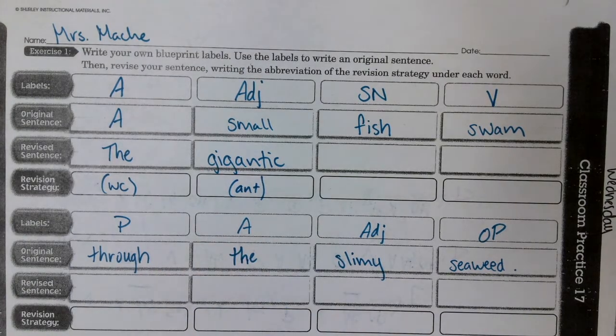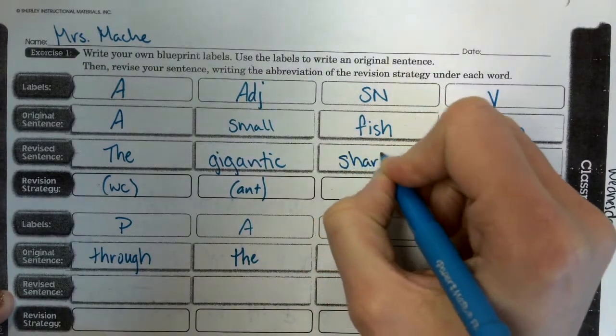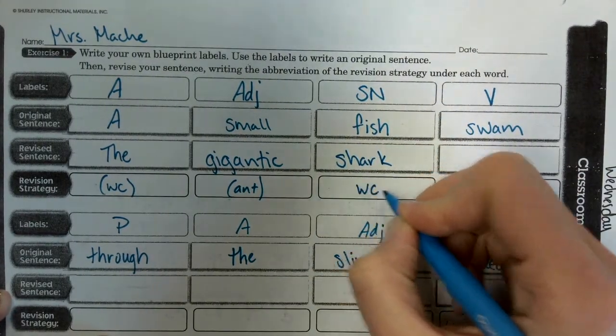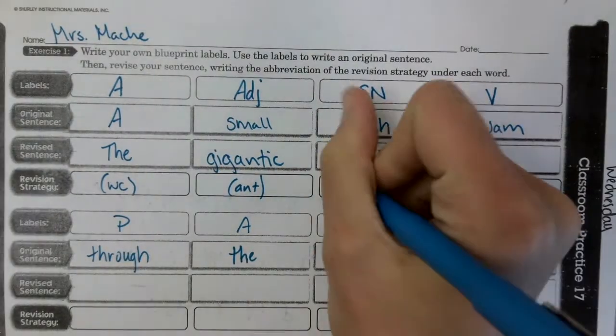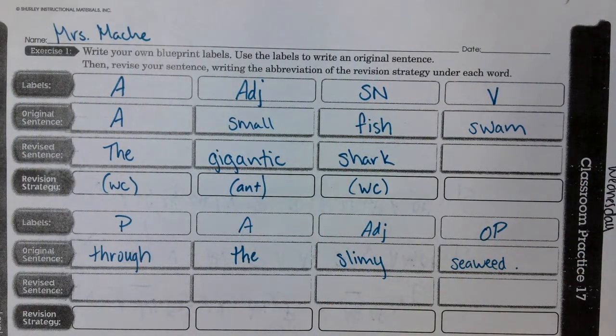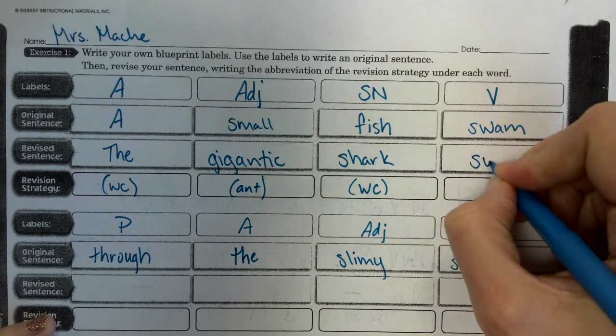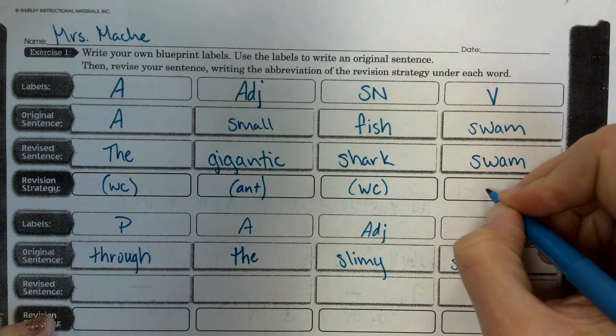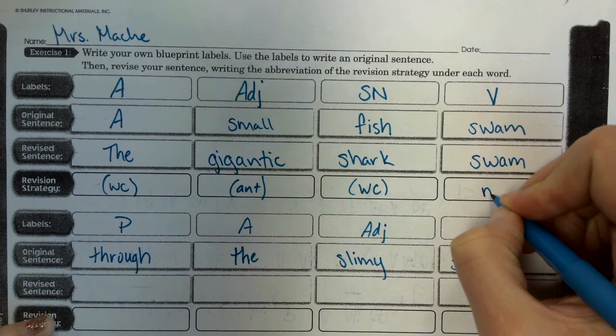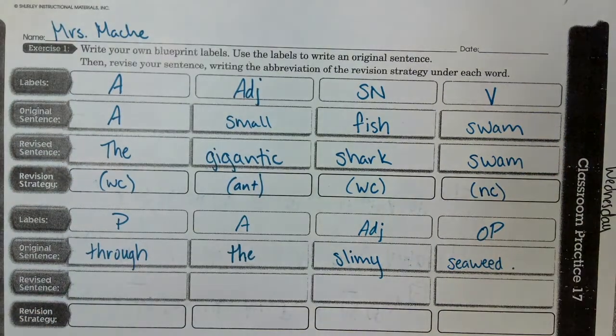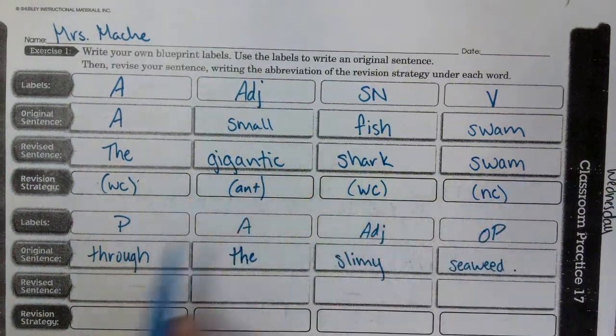Gigantic. Ooh, let's make it a shark. All right, so that's just a word change, right? I just changed it. I said instead of talking about a fish, I'm going to talk about a shark. Swam, what do you think? Can we change anything from swam there? What can we say instead of swam? The fish, the shark. I'm just going to keep it swam. So NC for no change. The gigantic shark swam.